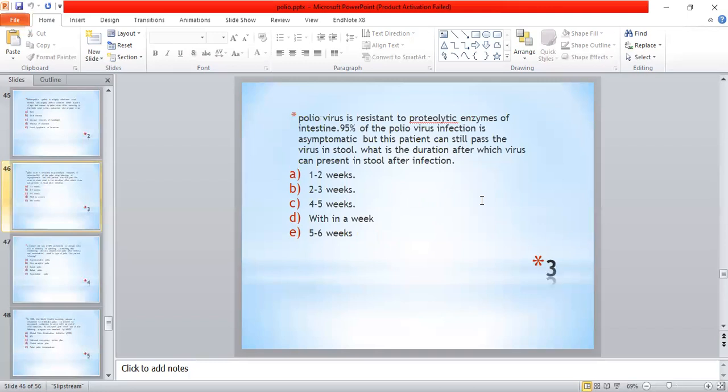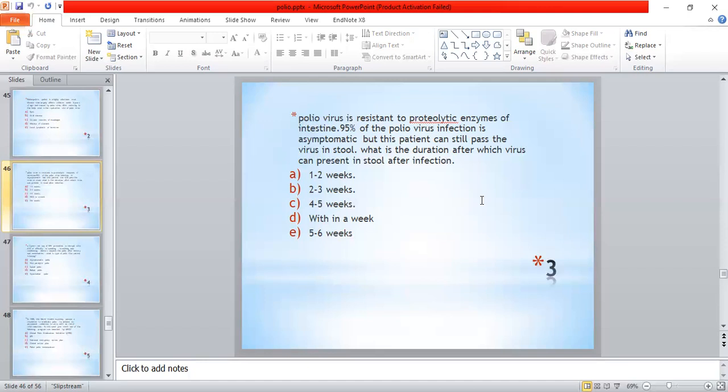Question number three. Poliovirus is resistant to proteolytic enzymes of intestine, and 95% of the poliovirus infection is asymptomatic. But this patient can still pass the virus in the stool. So, what is the duration after which virus can still be present in the stool after the infection? A is 1 to 2 weeks, B is 2 to 3 weeks, C is 4 to 5 weeks, D is within 1 week, and E is 5 to 6 weeks.